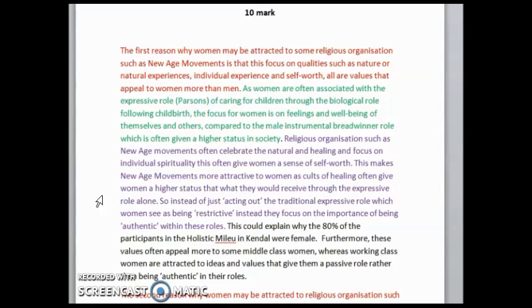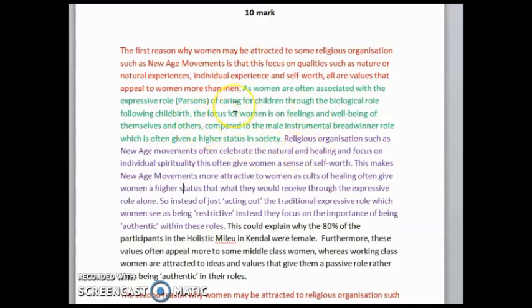So the first part, we have got that identification of that first reason, and we have stated what that reason is, which is that women are attracted to some religious organisations such as New Age movements because of the qualities that they are posting. So qualities which are attractive to women is nature or natural experiences, individual and raising self-worth, which values appeal to women more than men.